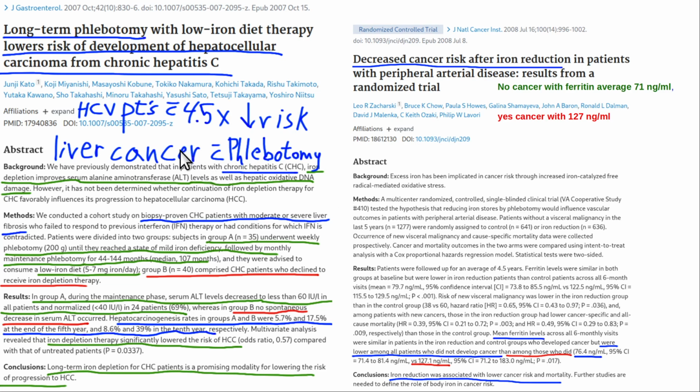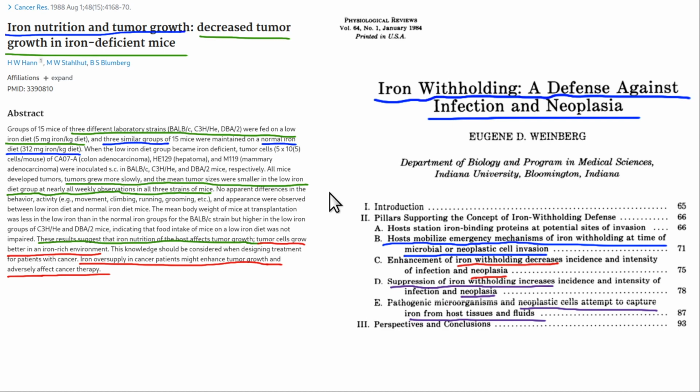In this paper, the hepatitis C patients who had their iron levels lowered with phlebotomy had 4.5 times lower risk of getting liver cancer. Here's another study where you get decreased cancer risk when you reduce iron. The patients who kept their ferritin at an average of 71 didn't have cancer problems, whereas the ones who were over 127 had a lot more cancer. So serum ferritin is a useful guide for deciding how far you want to lower your iron levels in your body. More studies here.